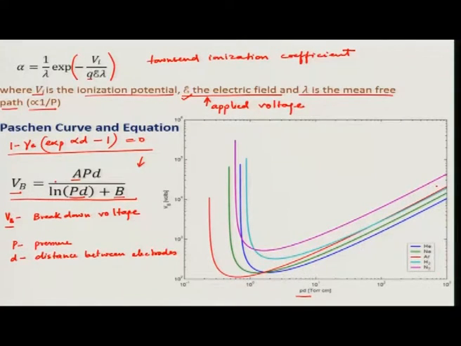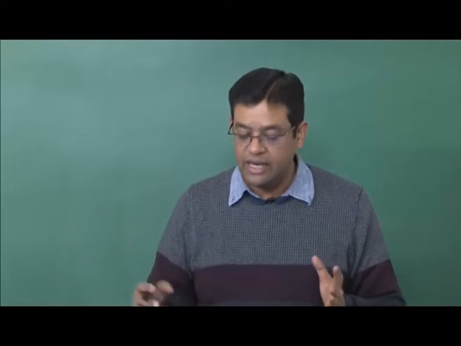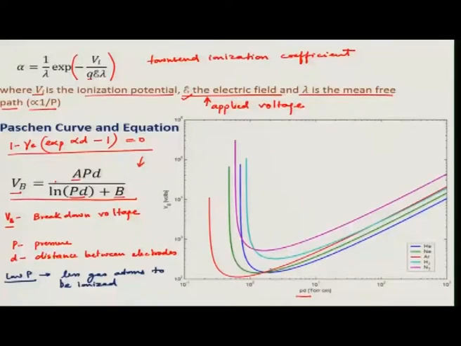Now, we can explain this phenomenon like this. In the low pressure regime, when the pressure is low, there are fewer gas atoms to be ionized. Now, one electron is travelling from cathode to anode, and if the gas pressure is low, it is going to encounter very few gas atoms and ionize fewer atoms, thereby giving rise to fewer electrons. So, to increase the current you need to increase the voltage, that is in the low pressure.